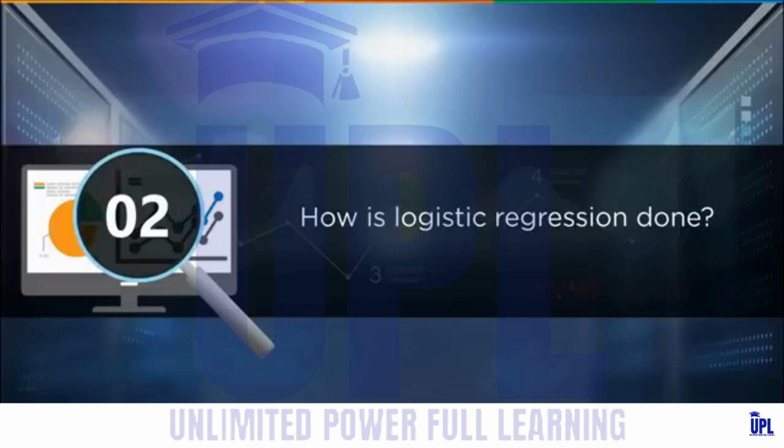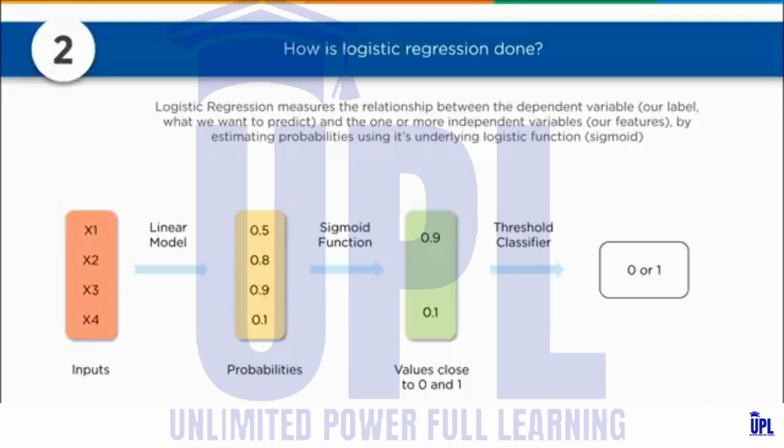How is logistic regression done? Logistic regression measures the relationship between the dependent variable, our label, what we want to predict, and the one or more independent variables, our features, by estimating probability using its underlying logistic function, sigmoid.